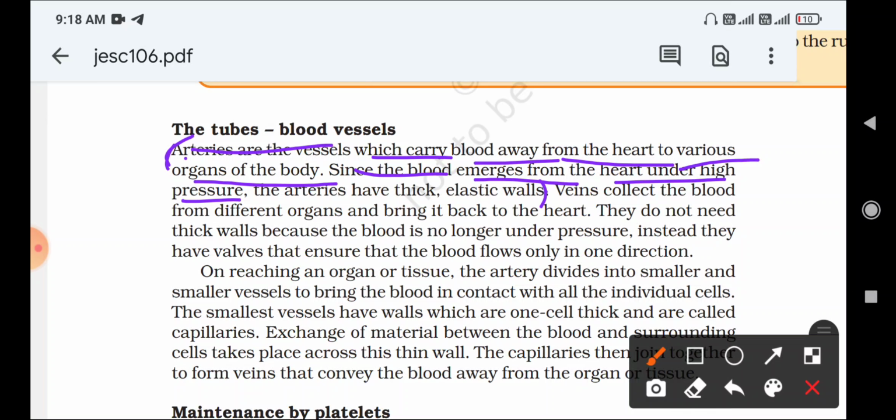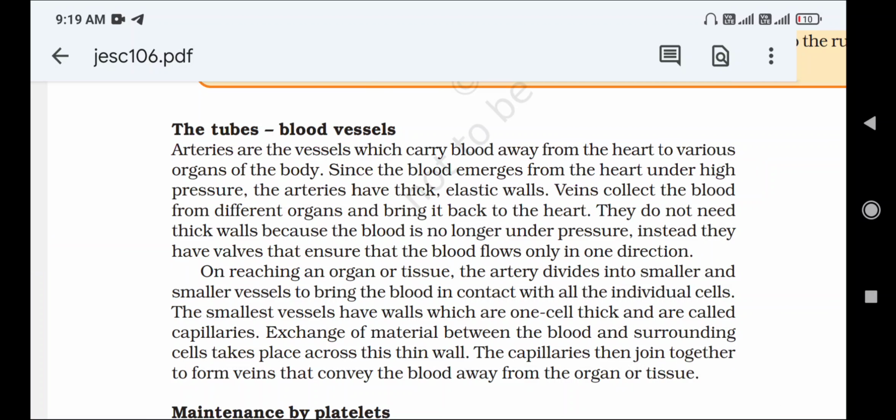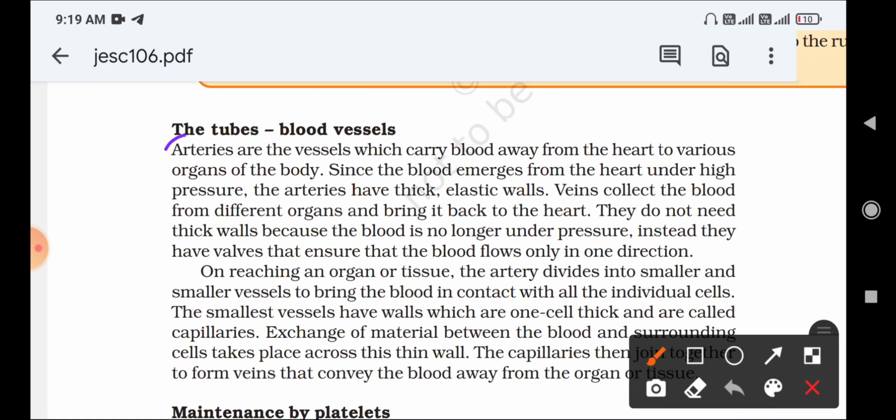Because of that high pressure, the arteries are thicker and elastic also. The blood emerging from the heart has very high pressure, so at that time the arteries need thicker and elastic walls. This is the answer for that question. What is that question? Why does an artery have thicker elastic walls? This much you have to write. This is a very important question, remember that.